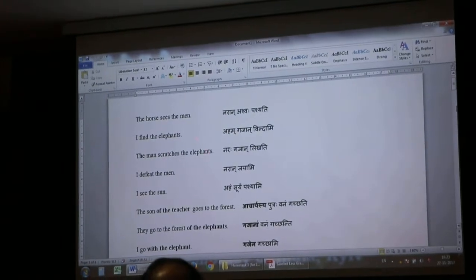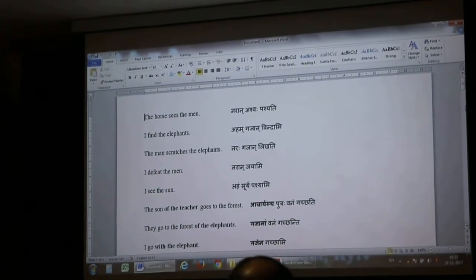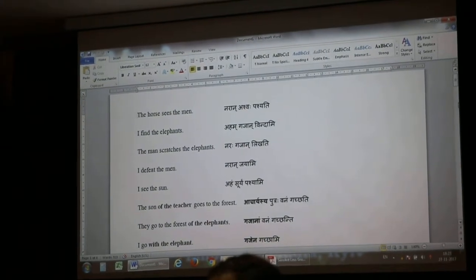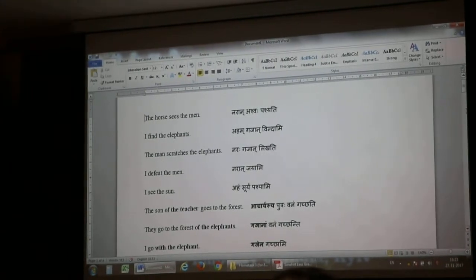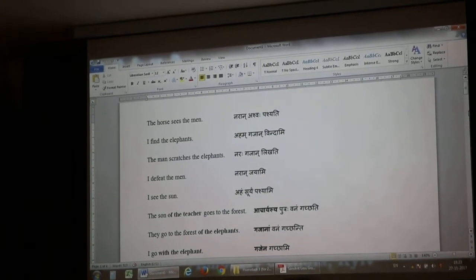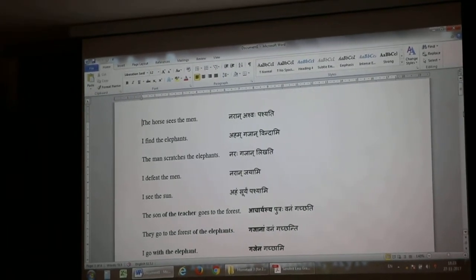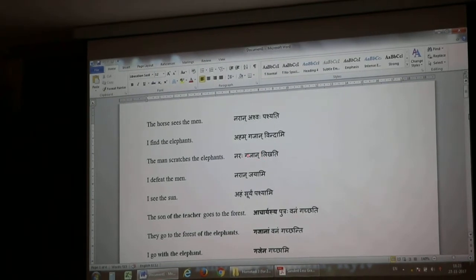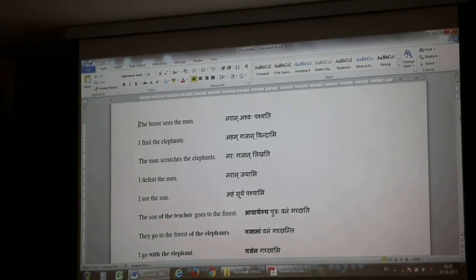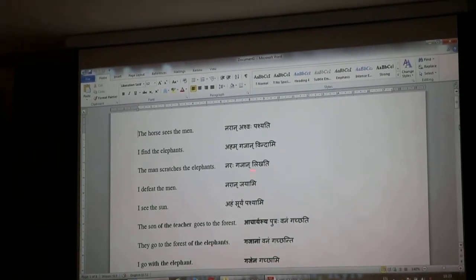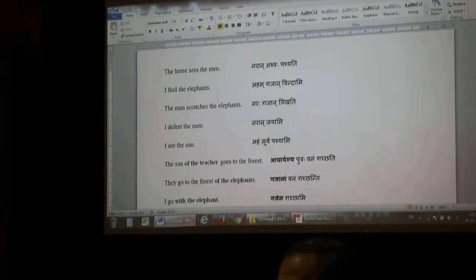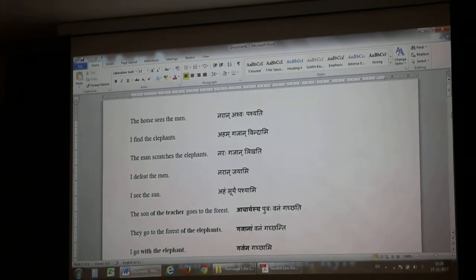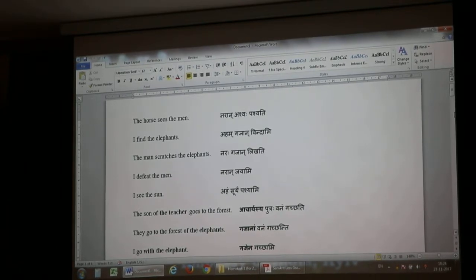Next one. If you understand this much, then everything becomes very easy. The man scratches the elephant. Narah Gajan Likhati. It is there in your chart. When we had given you the verb chart in the other slide, you will find this there. No, it's not there? Scratch is not there? Oh, I'm sorry. There is no scratch. Okay, then it's a way to pick up a new word. Likhati is also to write and also to scratch. By the way, the main meaning is to write. Narah Gajan Likhati. And because it is Narah, it is Likhati.